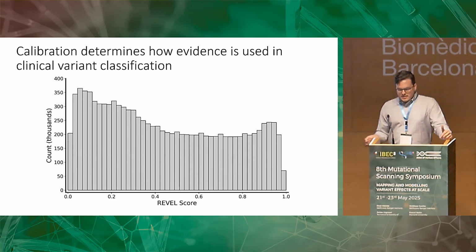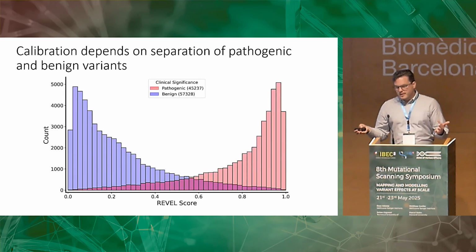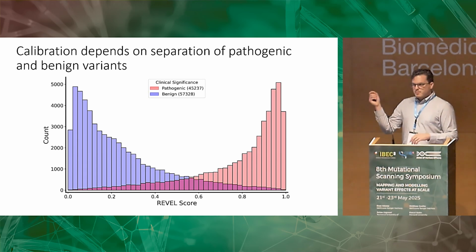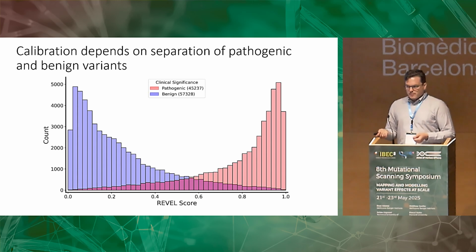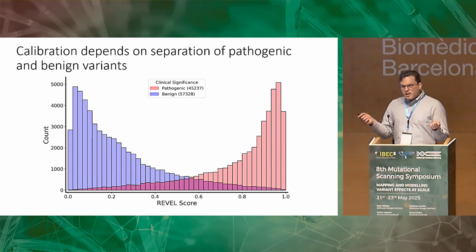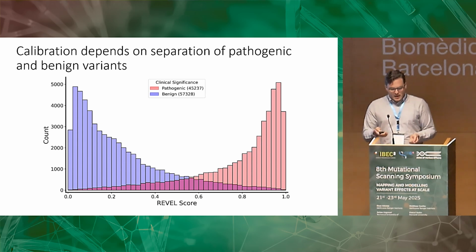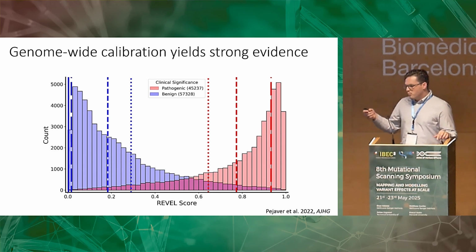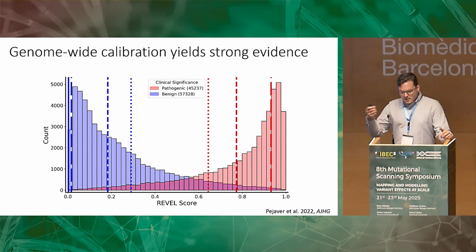And the way that we do this, and I won't go into great detail because Stephen really did a great job of explaining this process, is we have to take some known control variants. So this is a representation of all the known pathogenic and benign variants in ClinVar that are measured by REVEL that weren't used in training the model. And what you can see is that the model does a great job of separating known pathogenic and known benign.